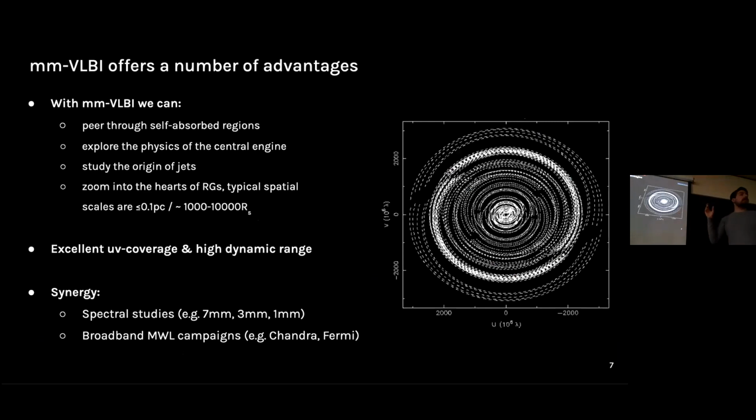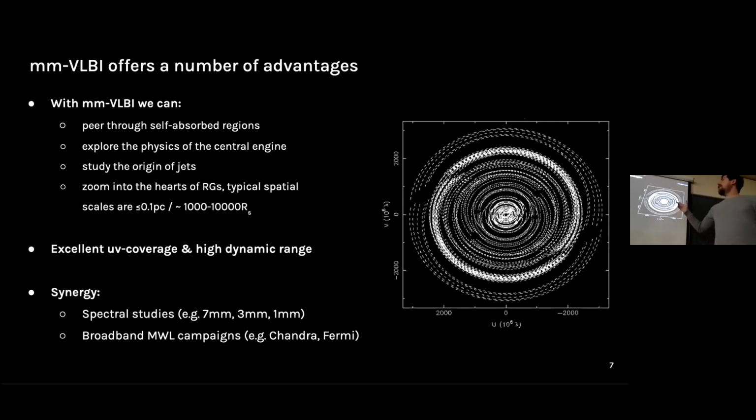So we used mm-VLBI, which offers a number of advantages. With mm-VLBI, you can peer through the densest self-absorbed regions. You can explore the physics of the central engine. You can study the origin of jets, and zoom into the heart of radio galaxies, achieving typical spatial scales of less than 0.1 parsec, or a few hundred to 1,000, 10,000 Schwarzschild radii.